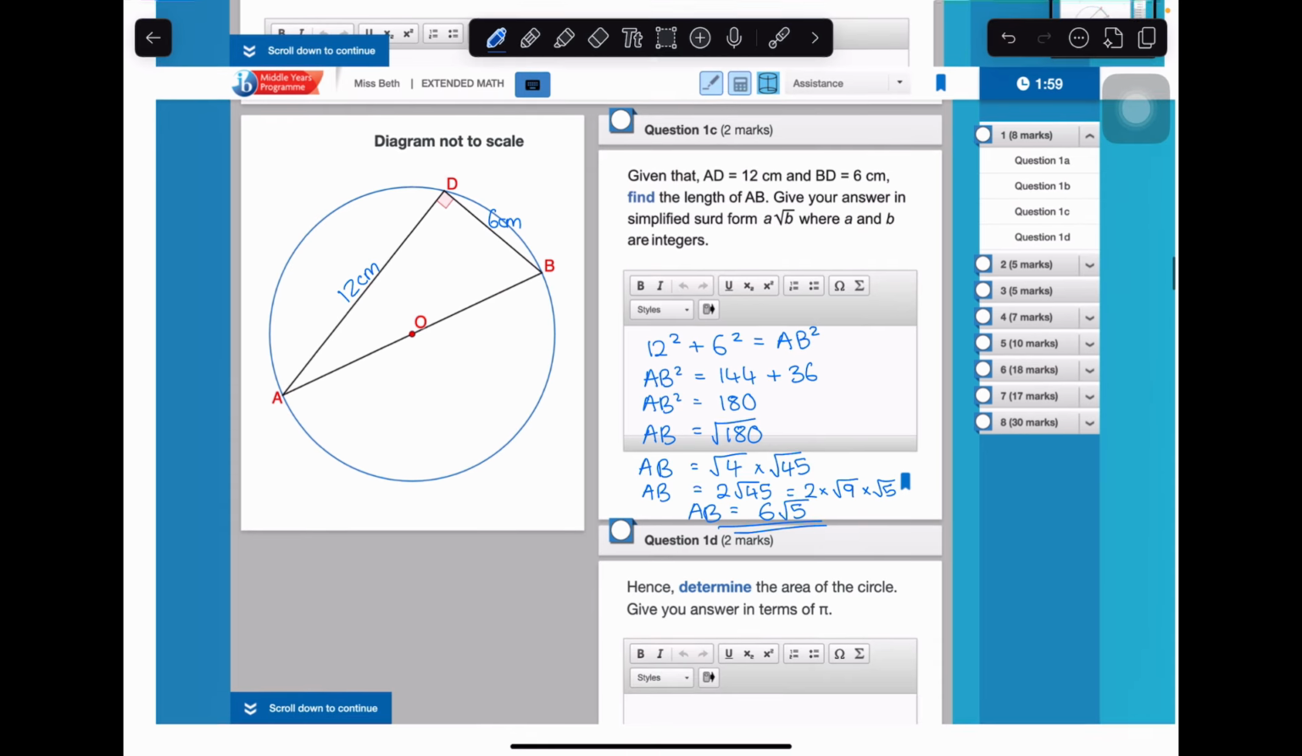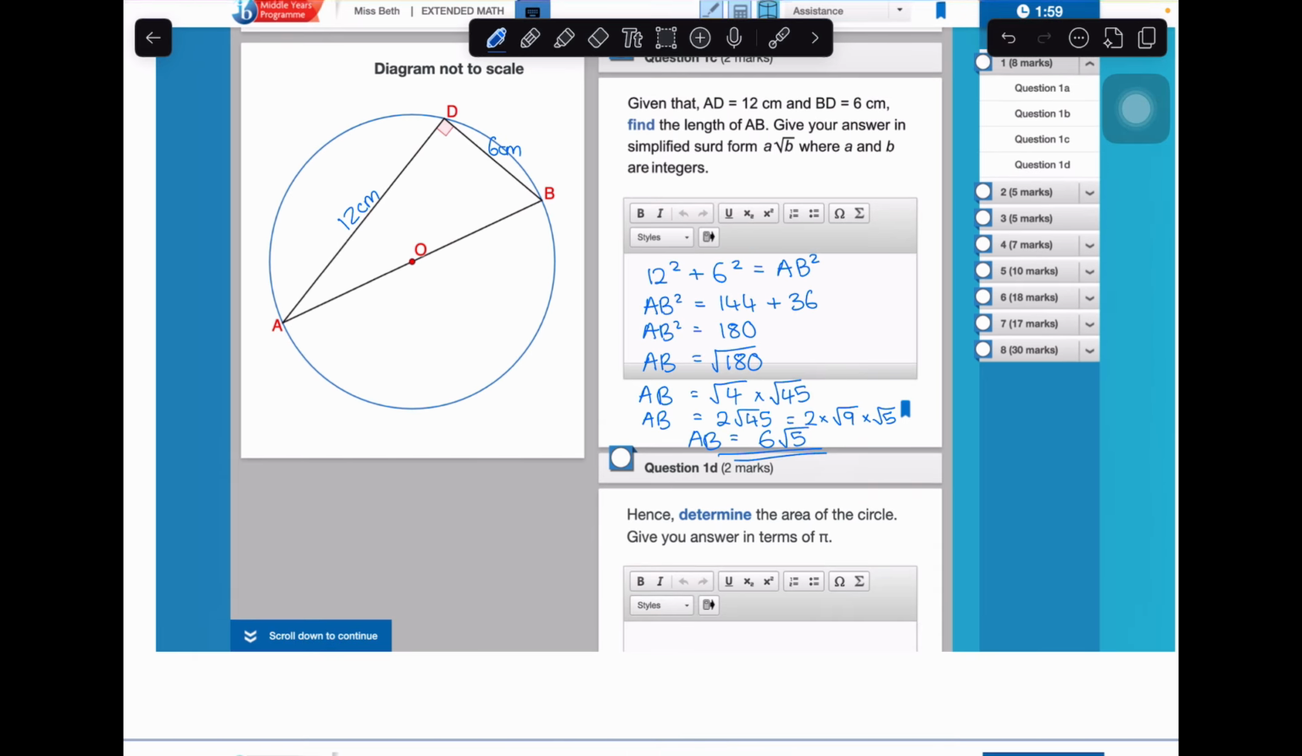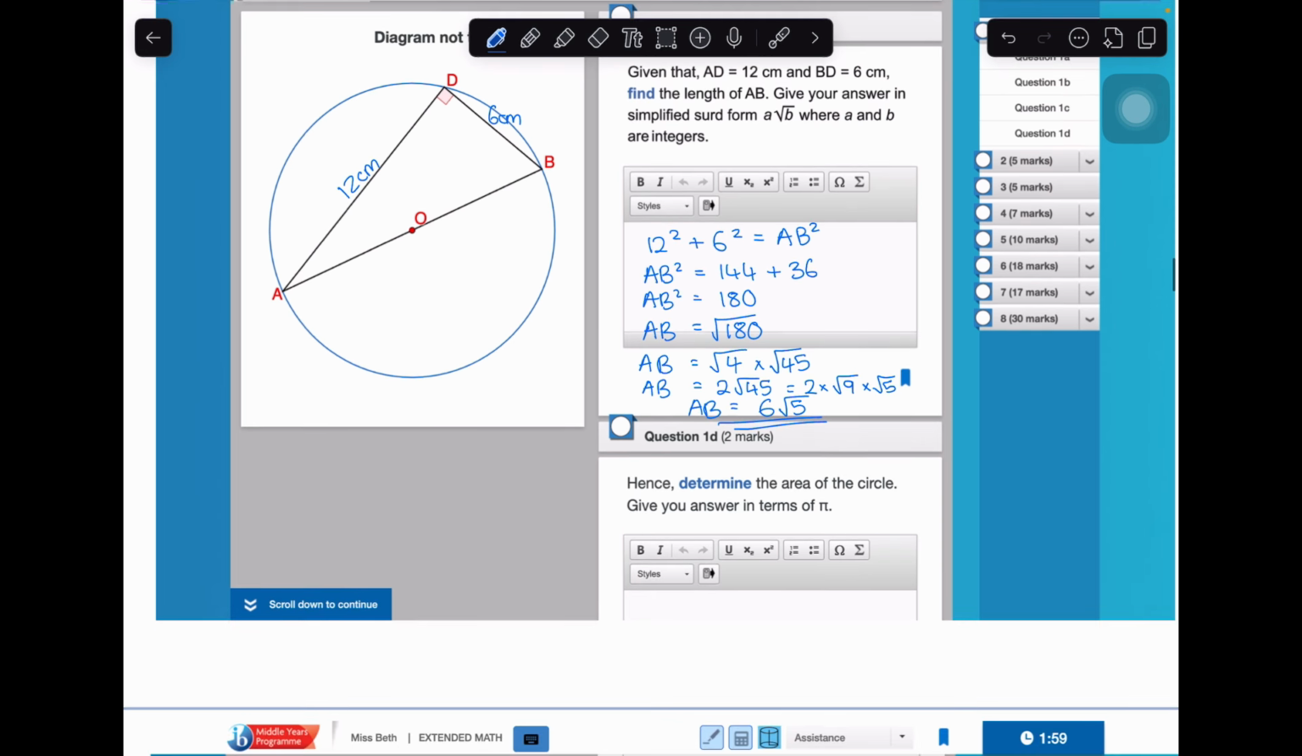Okay, and then hence determine the area of the circle. Give your answer in terms of pi. So if AB is the diameter, we know that the radius, R, is going to be equal to 3 root 5. Now all I've done there is halved AB. The area of a circle is pi r squared. So let's substitute that in. That would be equal to pi times 9 times 5, which is equal to 45 pi, and units would be centimeters squared.